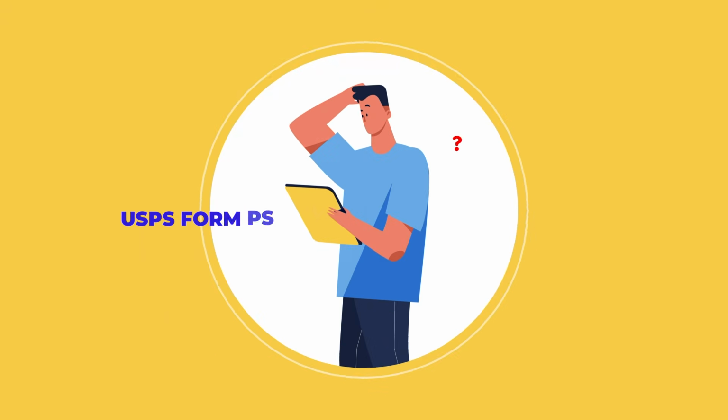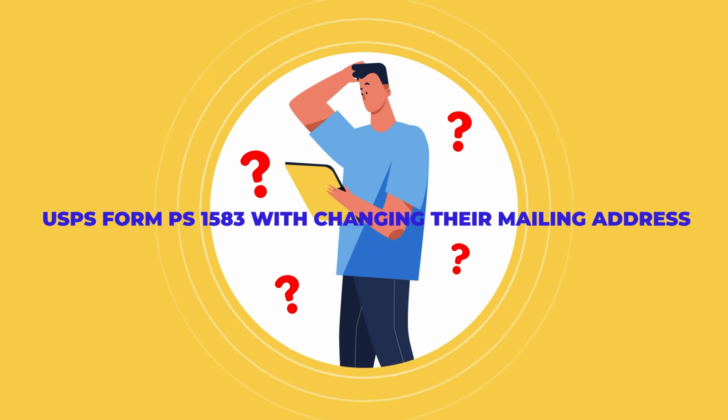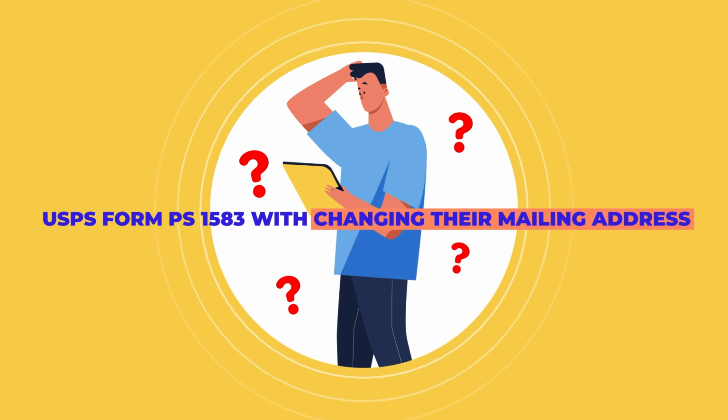Here's another misconception worth clearing up. Some people confuse USPS Form PS 1583 with changing their mailing address. They're completely different things. This form doesn't automatically update your address with every government agency, bank, or company you work with. Instead, it authorizes your chosen mail receiving agency to accept USPS mail on your behalf. Those are two separate processes. Understanding that difference helps avoid confusion later.